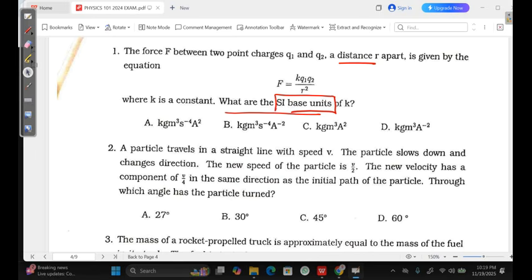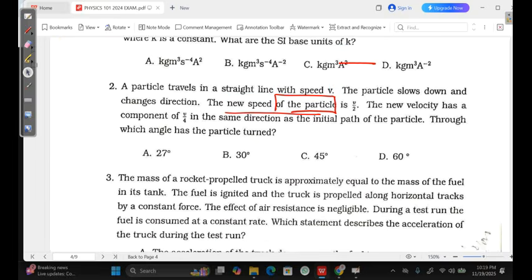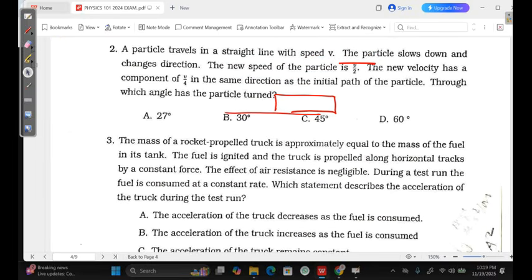Okay, so let's go to the next question. The next question is very interesting. So the next question, guys, is saying a particle travels in a straight line with speed v. The particle slows down and changes the direction.